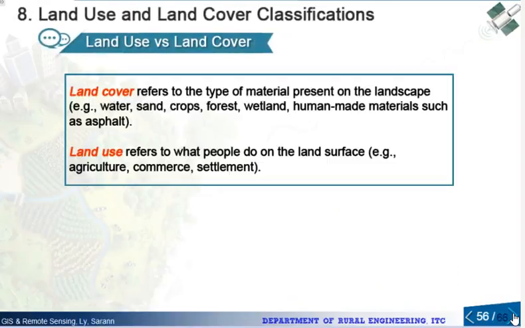Now we will look at the land use and land cover classification. What is the difference between land use and land cover? Land cover refers to the type of material present on the landscape. For example, water, sand, crop, forest, wetland, human-made materials such as asphalt. But land use refers to what people do on the land surface. For example, agriculture, commerce, and settlement.